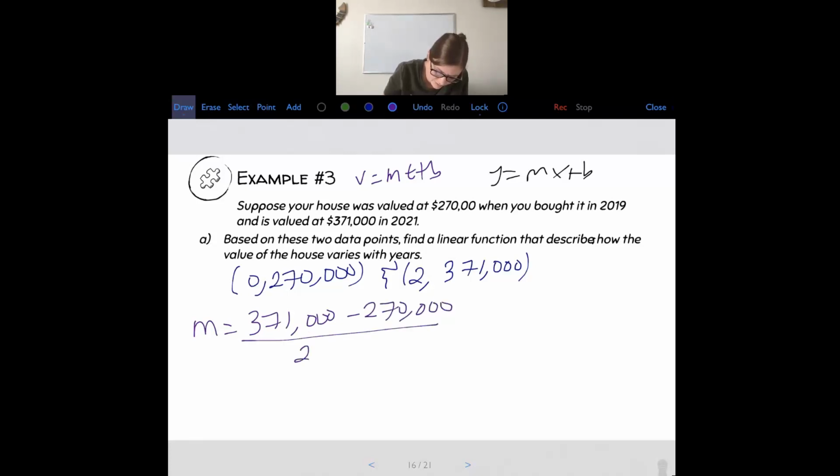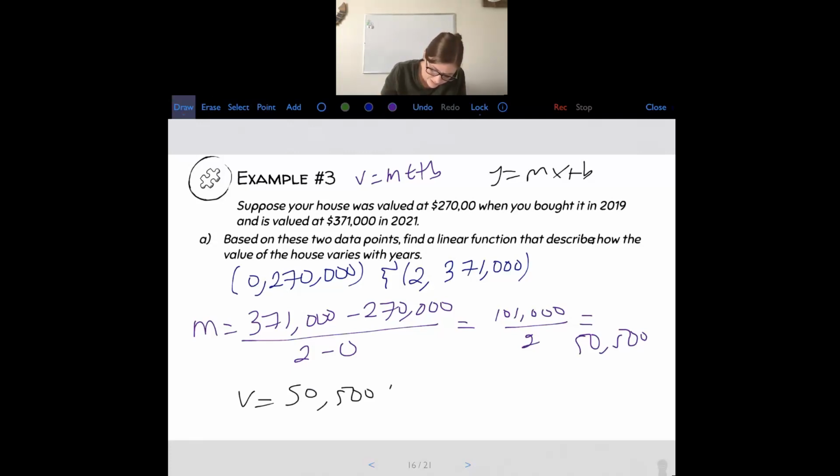over x2 minus x1. Okay, and if you plug this in, we get 101,000 over 2. So we divide that by 2 and we get 50,500. So this is our slope. So if we start to build the equation, we have V is equal to 50,500 T plus B. And now we need to determine B. You can plug in a point, and I would probably plug in 0, 270,000.